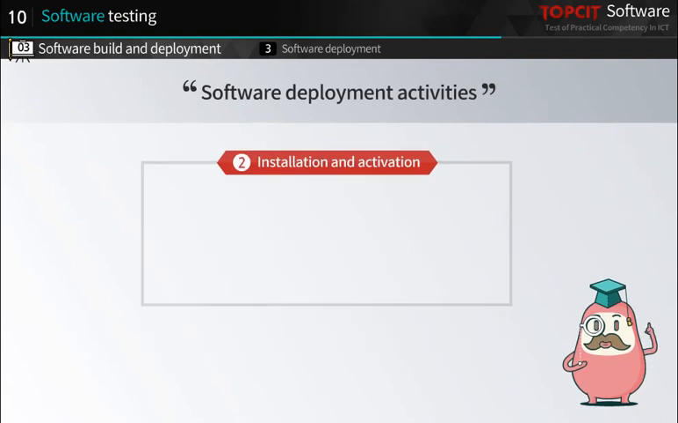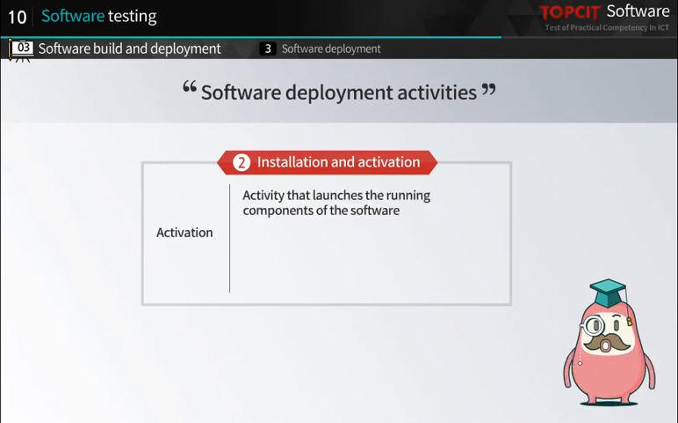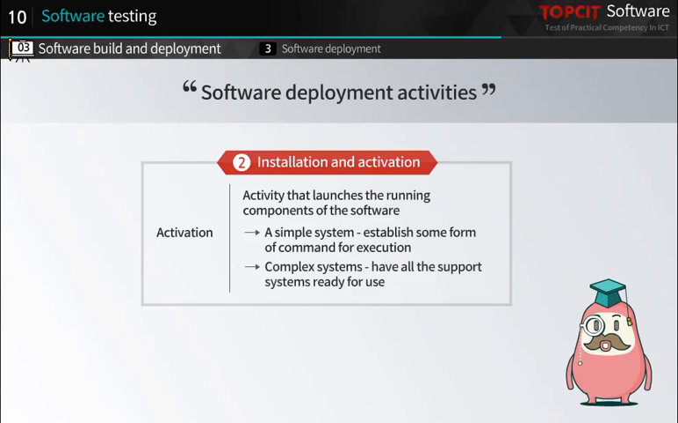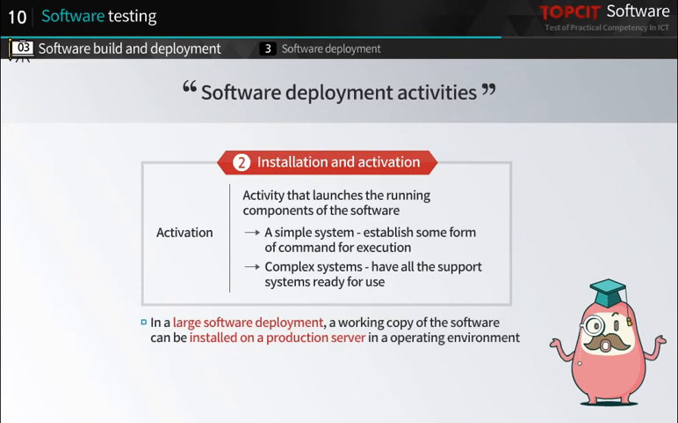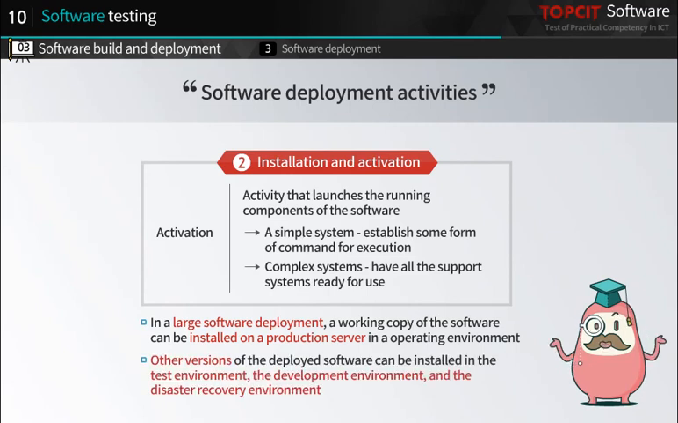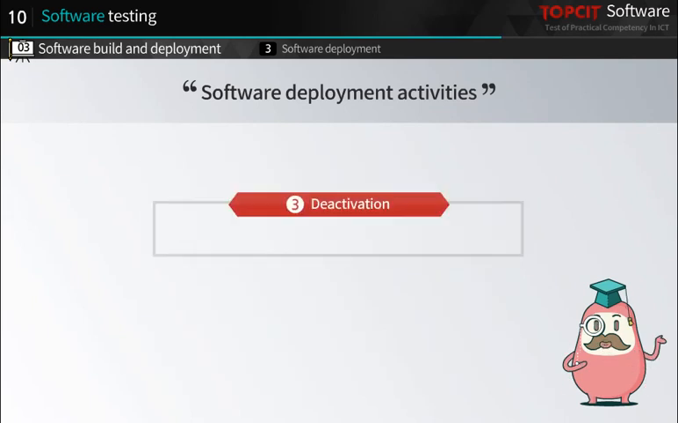Next, it is the installation and activation activity. Activation is the activity that launches the running components of the software. For example, activation in a simple system involves establishing some form of command for execution. For complex systems, you need to have all the support systems ready for use. In a large software deployment, a working copy of the software can be installed on a production server in an operating environment. Other versions of the deployed software can be installed in the test environment, the development environment, and the disaster recovery environment. Deactivation is the opposite of activation, which means termination of execution for all components of the system.